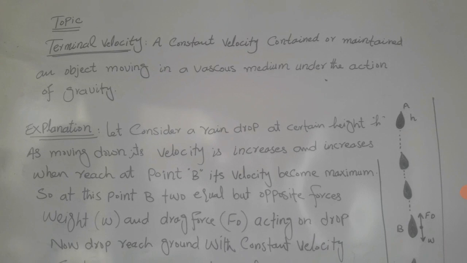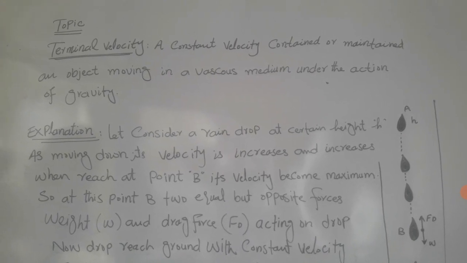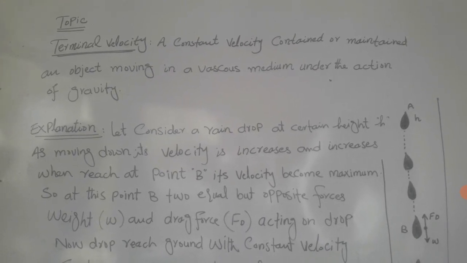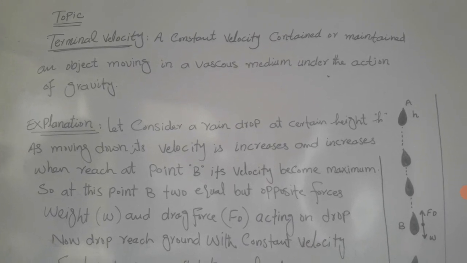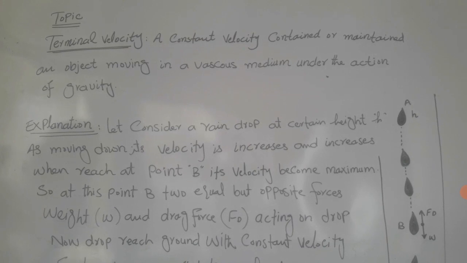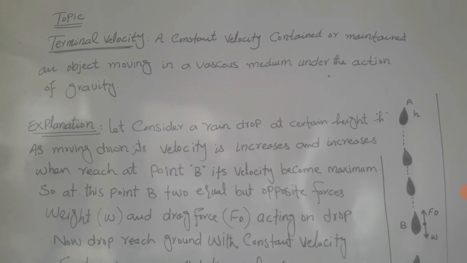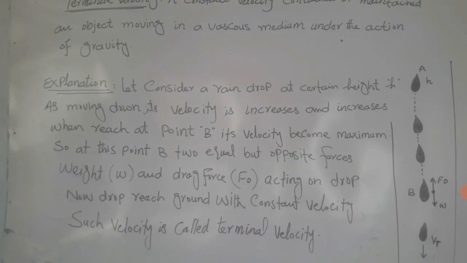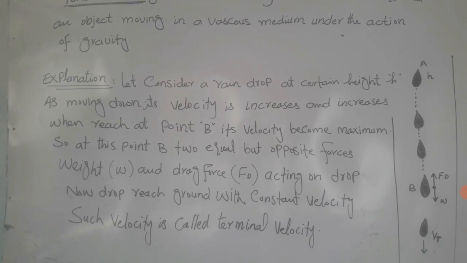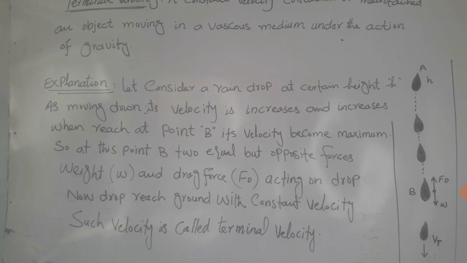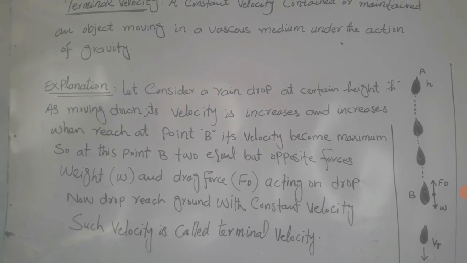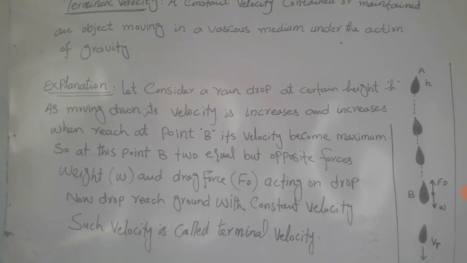Terminal velocity is a constant velocity which is maintained by an object when that object is moving in a viscous medium under the action of gravity. When an object moves in a viscous medium under gravity, a drag force acts on it, and that drag force is equal to the weight of the object. When two forces become equal, then the velocity of that object becomes constant, which is called terminal velocity.